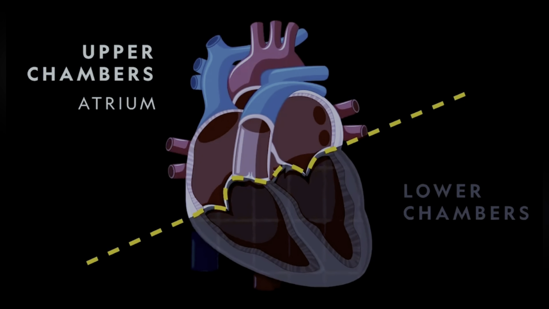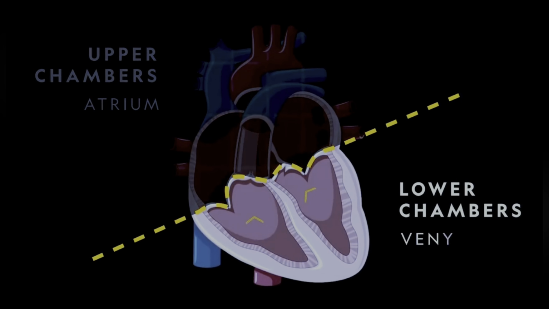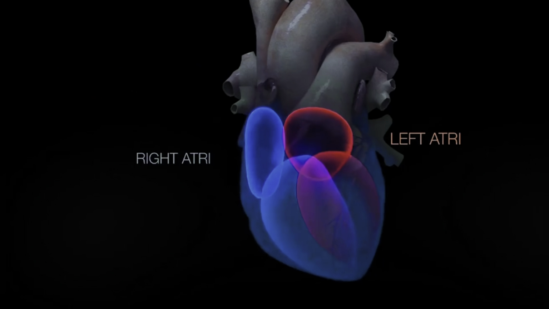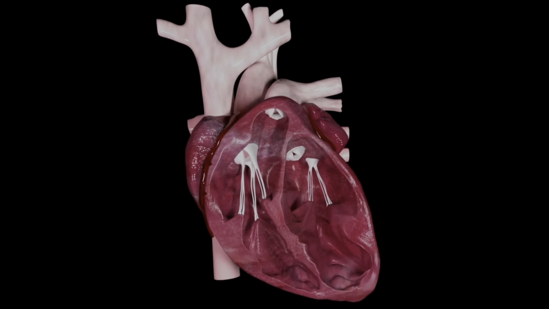Each side of our heart is further divided into two chambers. These are the upper chambers present at the top and these are the lower chambers present at the bottom. Upper chambers are called atria and the lower chambers are called ventricles. The total number of chambers in our heart is 4. These are the main parts of our heart.